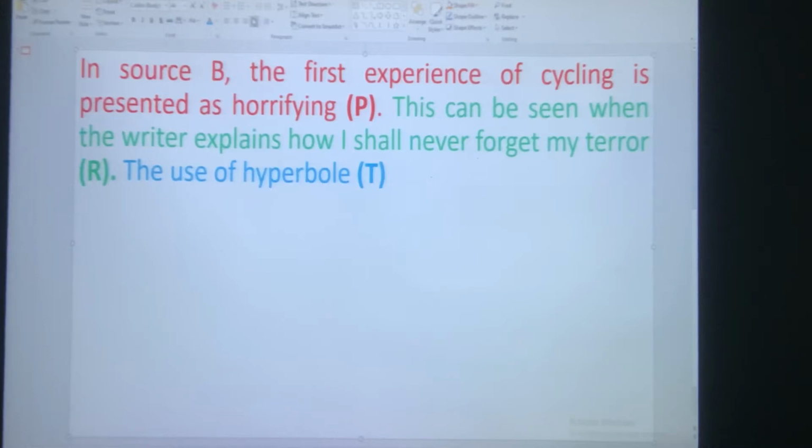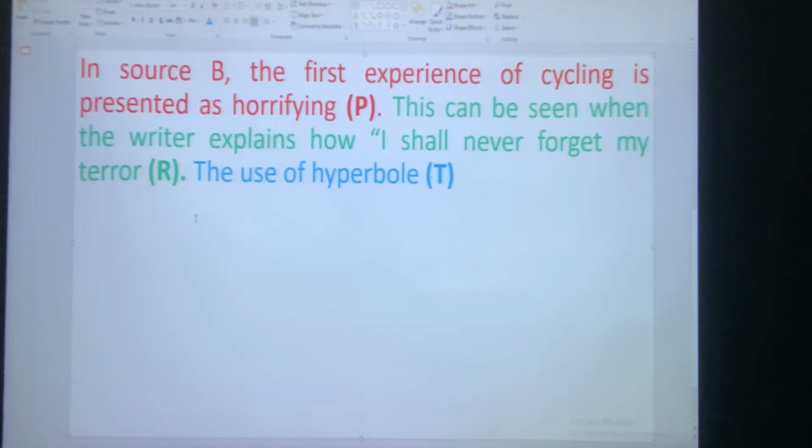But let's recap. In source B, the first experience of cycling is presented as horrifying. Basic, straightforward point. Then I give my evidence. This can be seen when the writer explains how I shall never forget my terror. Why have I not got quotation marks? Let me go add that, guys. It explains how "I shall never forget my terror." The use of hyperbole. And then straight away I give my technique. I don't say stuff like, the writer has used many different language devices. None of that. We haven't got time. You get straight into it and you talk about the effect of the hyperbole.